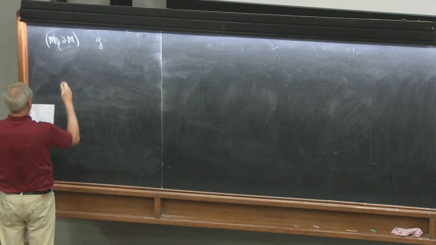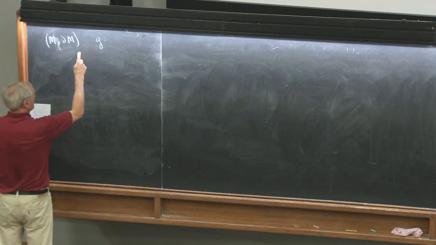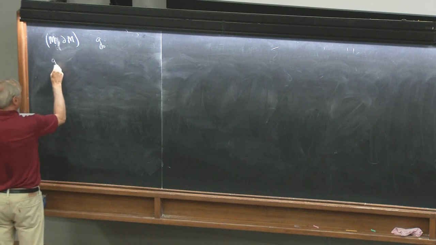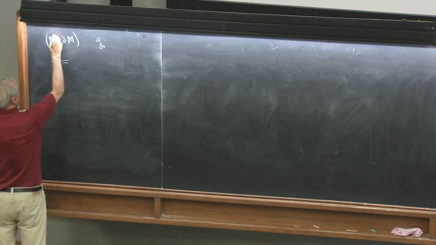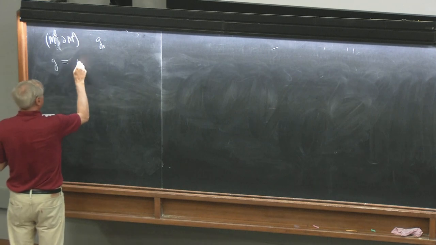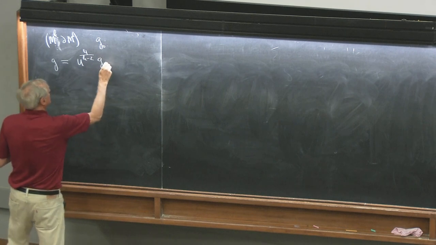I want to look at the following consideration. Let me call this background metric g naught. I want to consider conformally varying it. So let's say this is k dimensional. Then I want to write it as u to the 4 over k minus 2 times g naught.